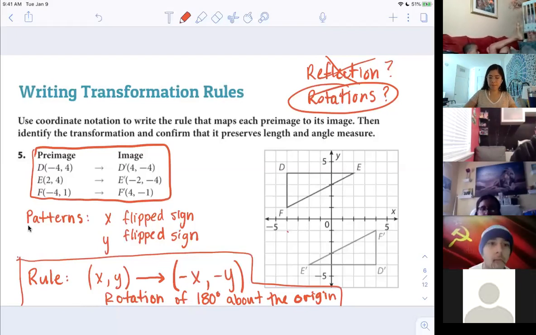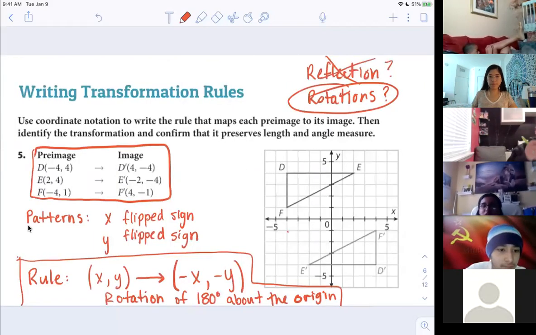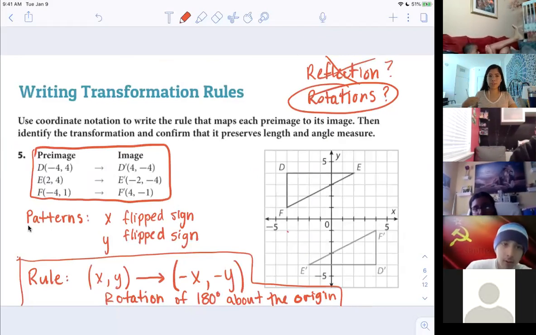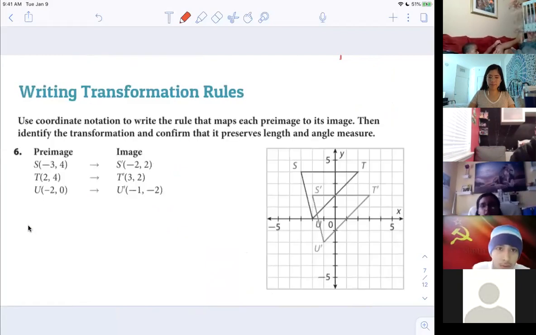Okay. Let's do another one. Miss, when we do the test and the rule, you want us to write that x comma y? There will be 4 answer choices and you have to pick the correct one. Oh, okay. So it's not like we have to write it. You just have to know which one's correct.